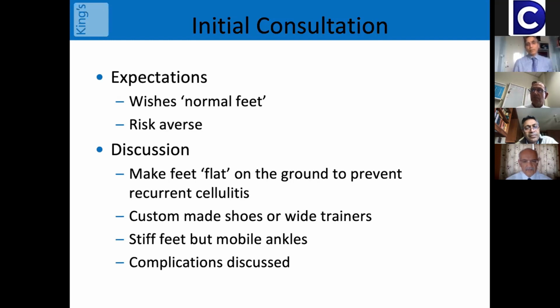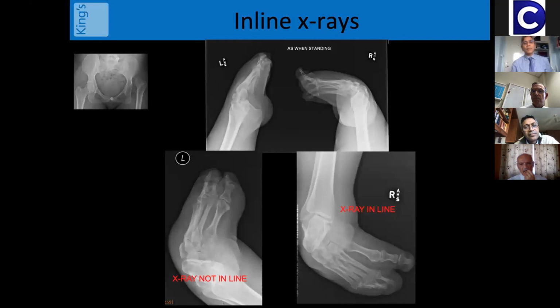You'll have to wear custom-made shoes because the foot will look broad and square-shaped, and wouldn't have the usual arches, etc. And the midfoot and hindfoot would usually be stiff. I also discussed the complications of pin site infections, undercorrection and overcorrection, and all that. Okay, so this is the X-ray. I had to do this X-ray in line. If you let them do the X-rays while standing, they're just not in line, but as soon as you do the foot focus line, you can see the entire skeleton.